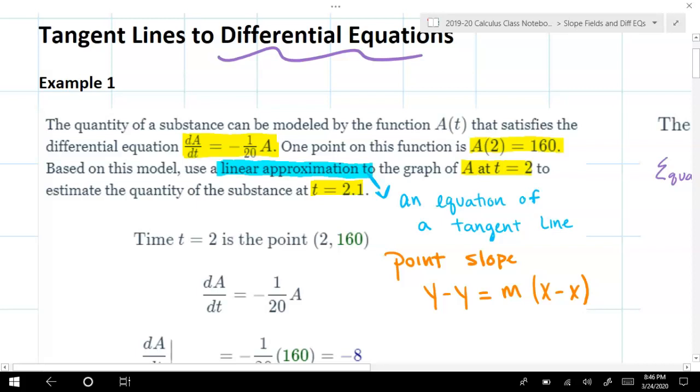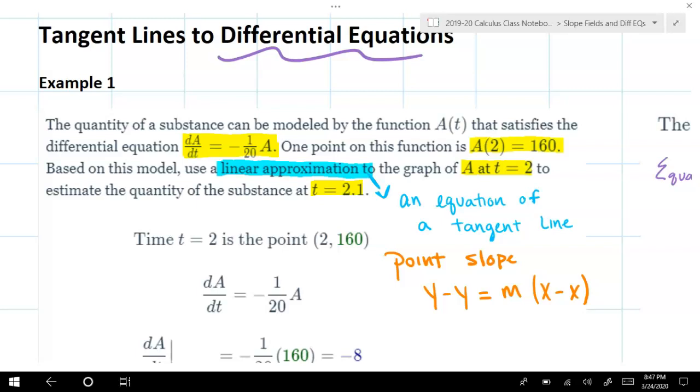t, the amount that satisfies the differential equation dA/dt. So this is the rate of A with respect to time. One point on this function is A of 2 equals 160. So that's the point (2, 160). Based on this model, use a linear approximation to the graph of A at t equals 2.